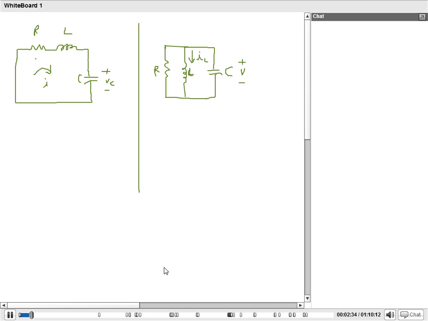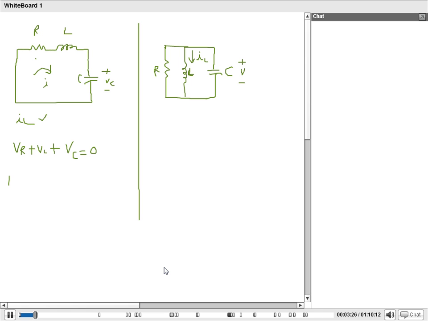So now I am writing the differential equation for these two circuits. First I am considering the RLC series circuit, with IL, the current flowing through the inductor, as the variable. So I am going to write the differential equation in terms of IL, which will be a second order differential equation. How will we see it? Since all three are connected in series, the voltages are additive. So I am just applying KVL: VR plus VL plus VC is equal to 0.